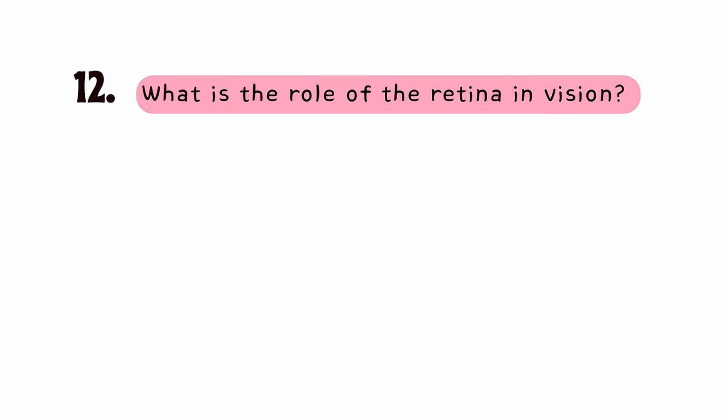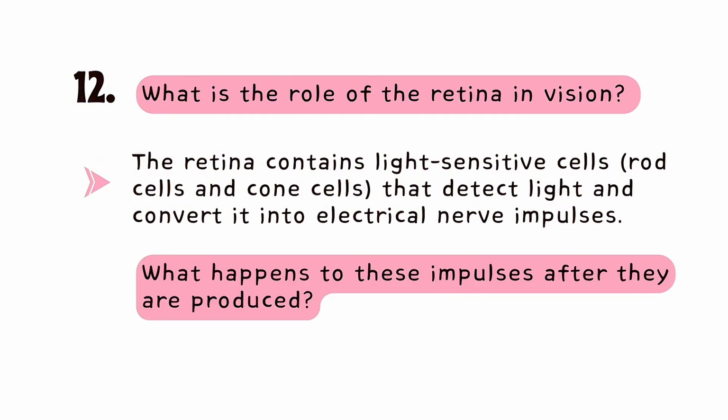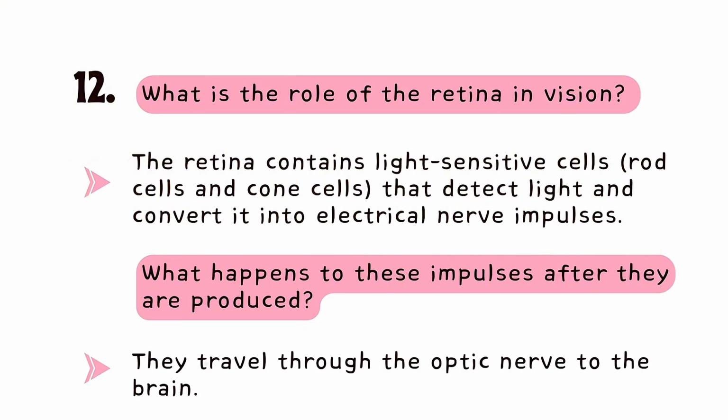What is the role of retina in vision? The retina contains light-sensitive cells, rod cells and cone cells that detect light and convert it into electrical nerve impulses. What happens to these impulses after they are produced? They travel through the optic nerve to the brain.